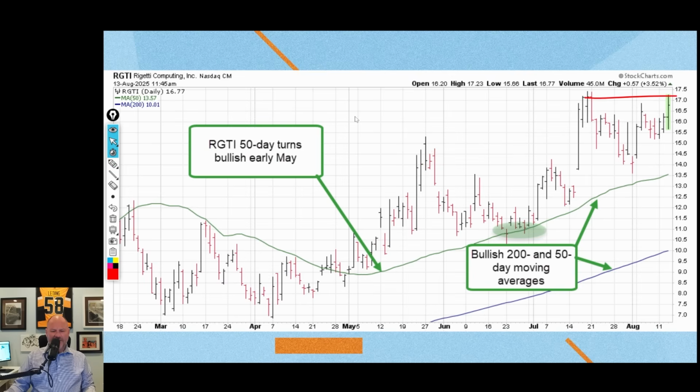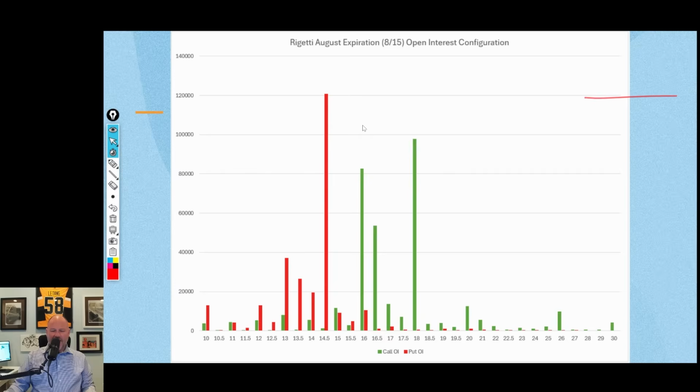I'm going to skip by this next chart very quickly and get to the open interest configuration. We'll come back to the other chart in a second, but this is why you're seeing that resistance. Notice 2 things, and everybody loves these charts. $14.50 is where all that put open interest is. Open interest are open option contracts. So put contracts right now that are open at the 14.5 strike on Rigetti.